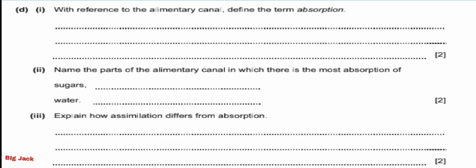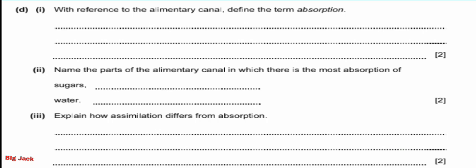Then as for Roman number 2, it is saying, name the parts of the alimentary canal in which there is the most absorption of sugars and also water. When they talk of sugar, they're just talking about glucose. So the part where the absorption of sugars mostly takes place is the small intestine.